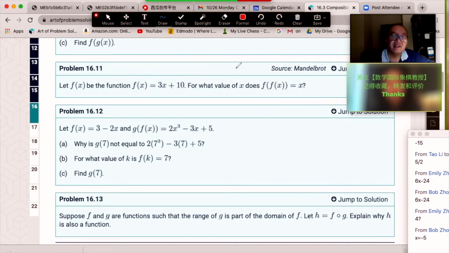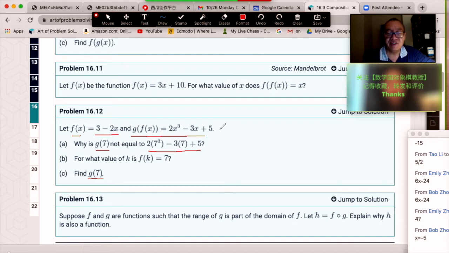Now let's see this one. Here they give you f(x) equals 3 minus 2x. And they say g(f(x)) equals this. Then A, why is g(7) not equal to this? B, for what value of k is f(k) equals 7? Then they ask you to find g(7). Okay, so f(x) equals this, g(f(x)) equals this. So then we need to find what g(x) is.